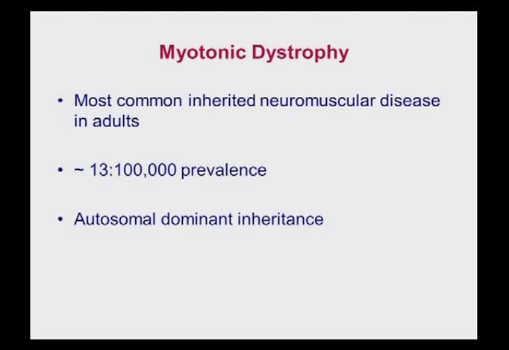It's the most common with an adult onset, and it has a prevalence of somewhere around 1 in 7 or 8,000. It's an autosomal dominantly inherited disease, so it tends to run fairly strongly in families. And there is often a tendency for anticipation, where the children frequently have an onset that's earlier in life than the affected parent.